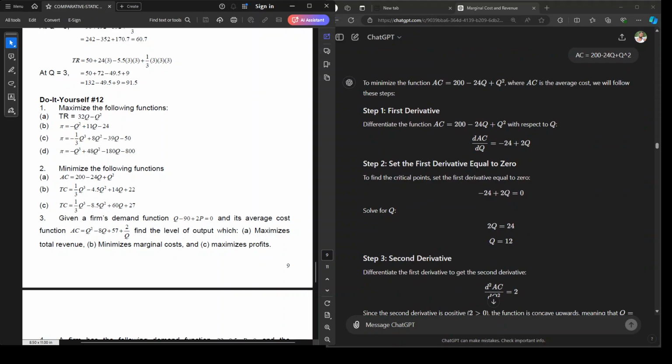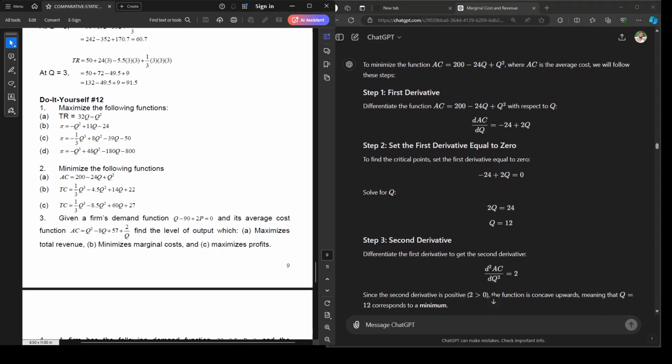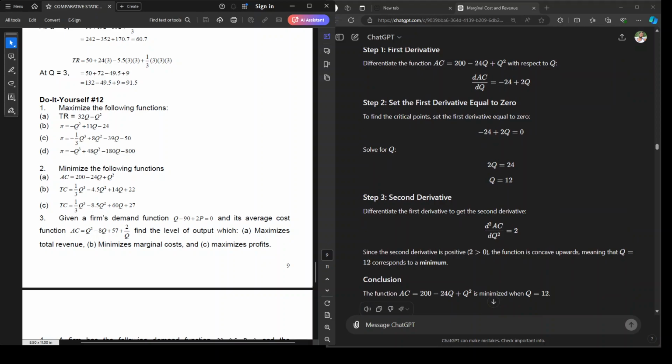Now since this one we get is greater than 0, this shows that q corresponds to a minimum, because we said the second derivative should be greater than 0. This means this value here, the 12q, corresponds to a minimum.